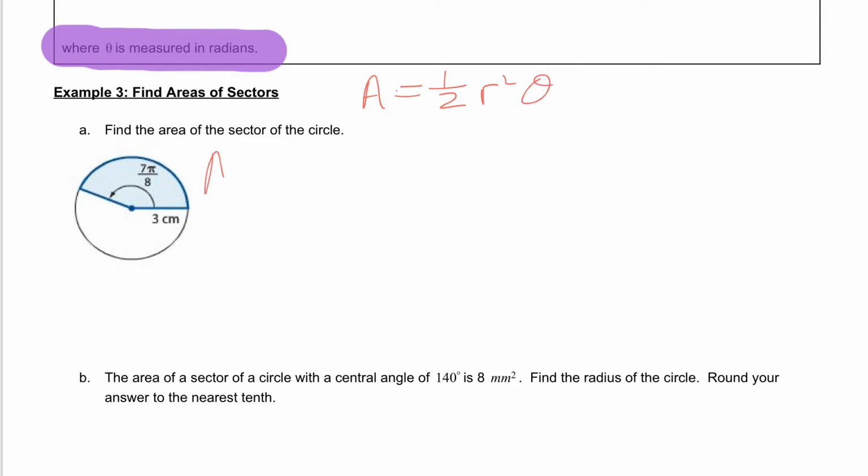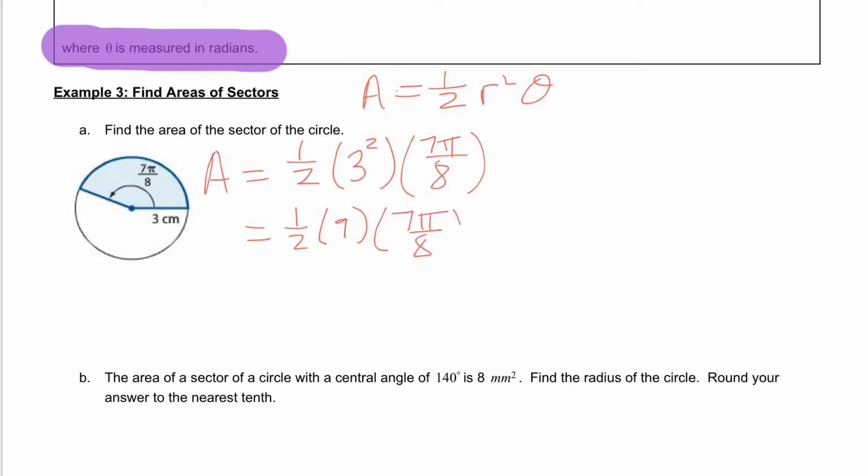So we know A is going to equal 1/2 times 3 squared times 7 pi over 8. And we're going to go ahead and round this eventually to the nearest tenth. So let's simplify. 3 squared we know is 9. So we have 1/2 times 9 times 7 pi over 8. 1/2 times 9 is going to give us 9 over 2 times 7 pi over 8.